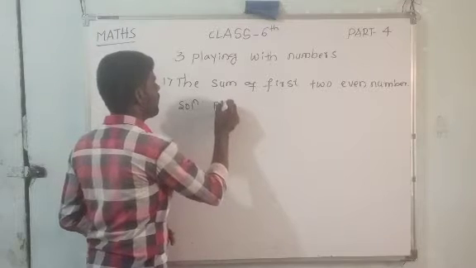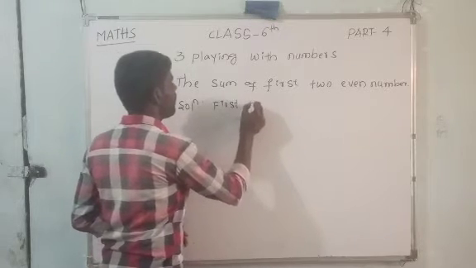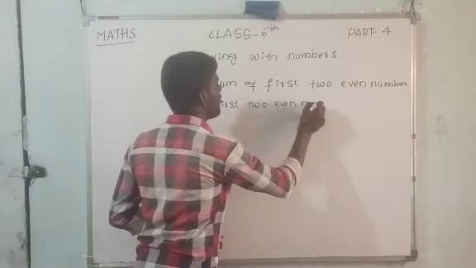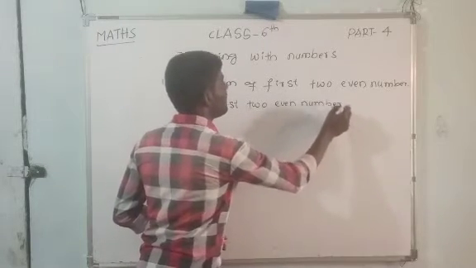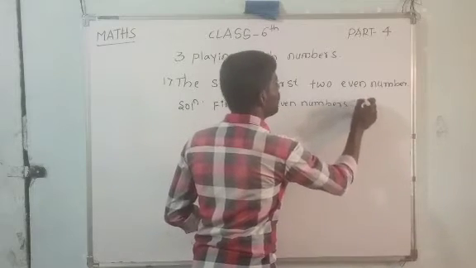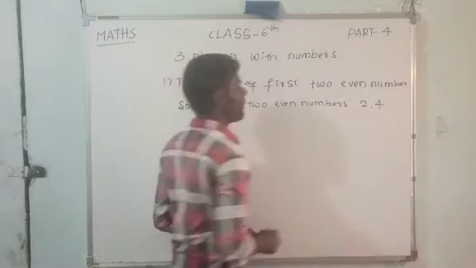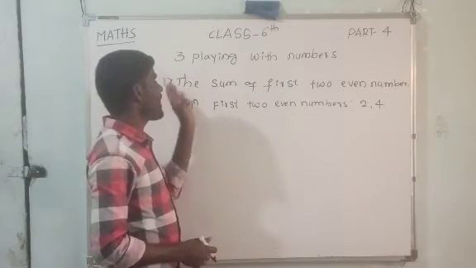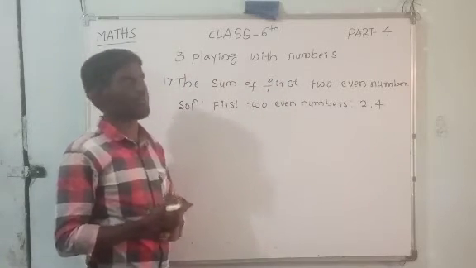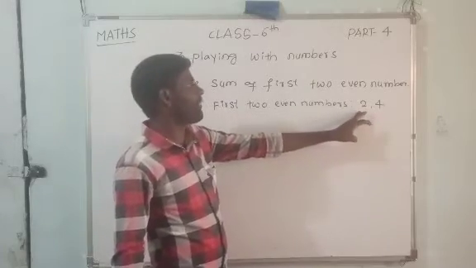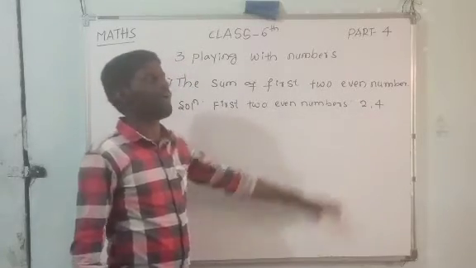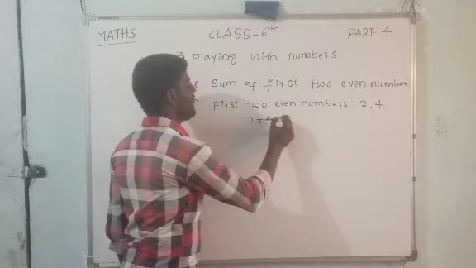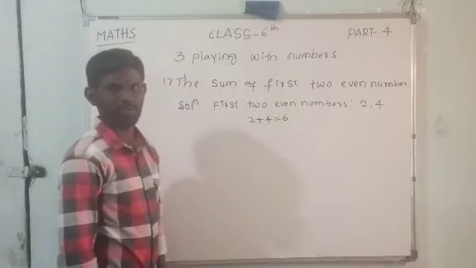Solution for this question is: first two even numbers, those are 2 and 4. The sum of the first two even numbers, that is 2 and 4. Sum 2 plus 4 equals 6.